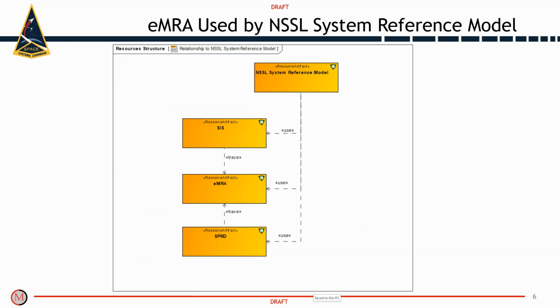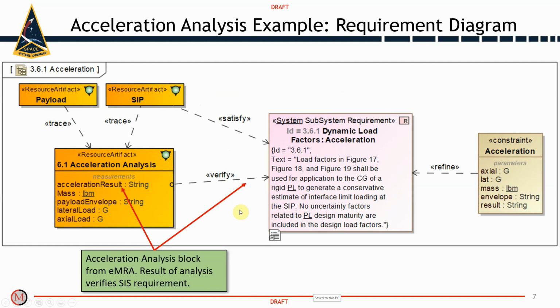And once that's done, you can see the way that eMRA would be used with respect to the NSSL system reference model, because we would have a branch of that model for a specific mission, and it would be traced to the sys and the SPRD, but the eMRA would be brought in and attached as a used model underneath the NSSL system reference model, and would trace to both the sys and the SPRD. And once that's done, we can do traceability.